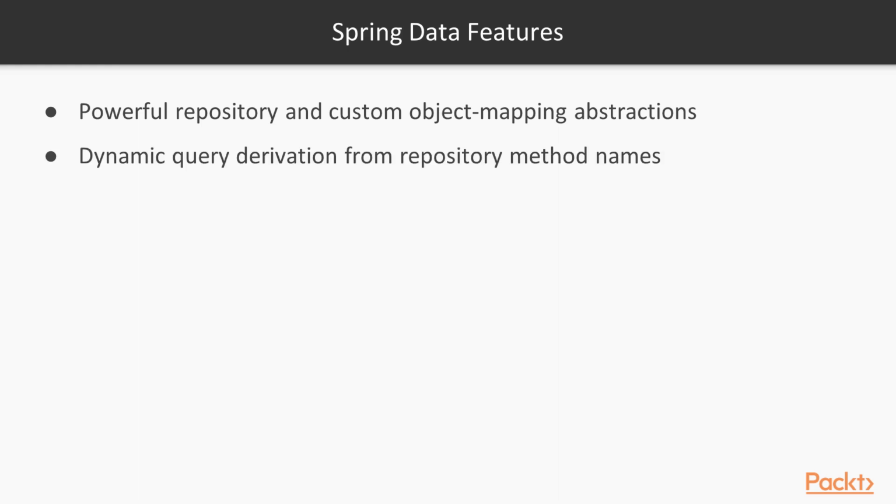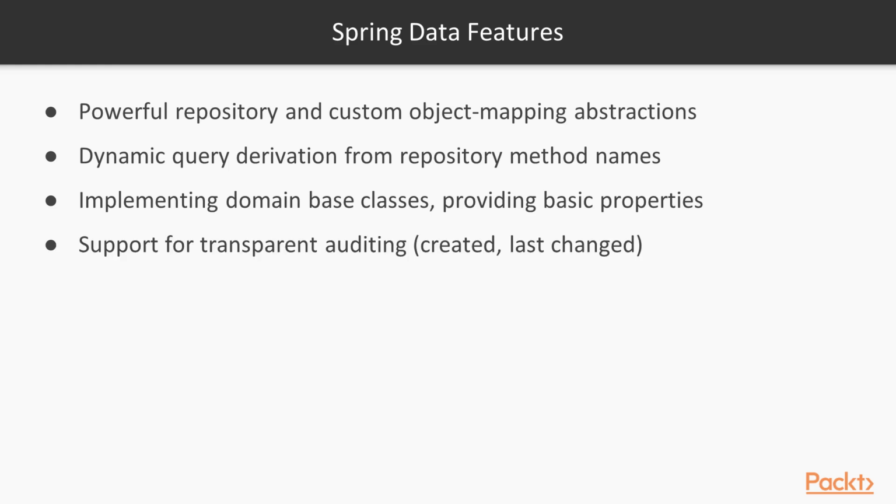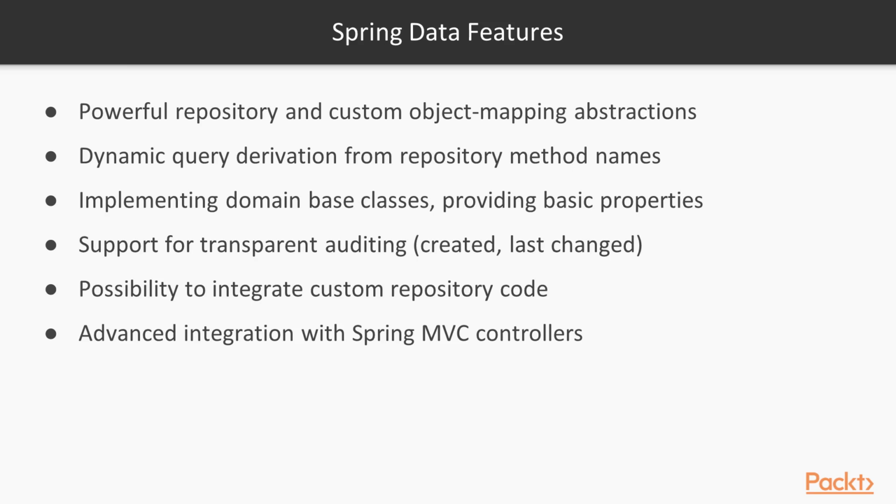You can derive dynamic queries from repository method names. You can also implement domain base classes which provide basic properties. Spring Data supports transparent auditing like created, last changed, and it is possible to integrate custom repository code. It delivers an advanced integration with Spring MVC controllers and an experimental support for cross-store persistence.